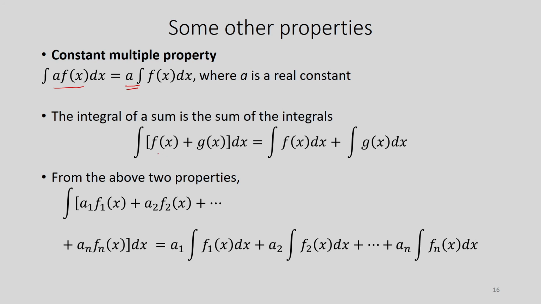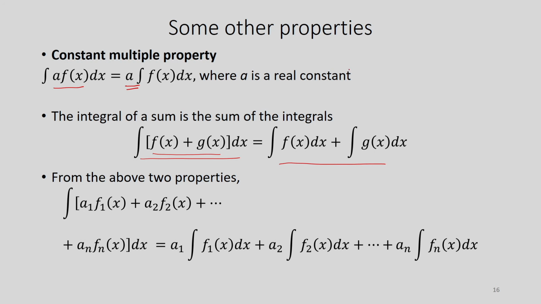And what happens if you have a sum of two functions? So, here on the left hand side, that is exactly what you have. The integrand is the summation of two separate functions f(x) and g(x). Now, this can be written as the summation of two integrals. So, integration of f(x) dx plus integration of g(x) dx. So, essentially what is being said is that the integral of a sum is the sum of the integrals.